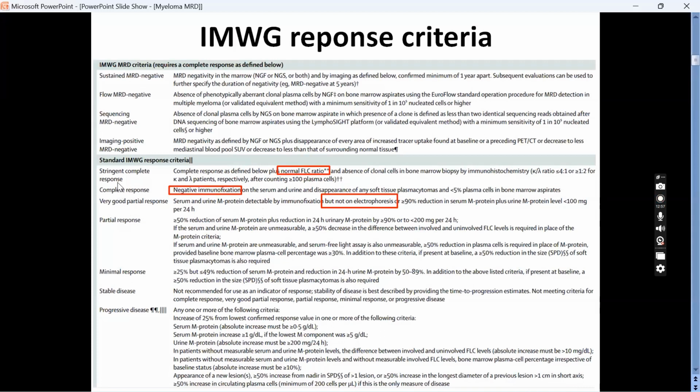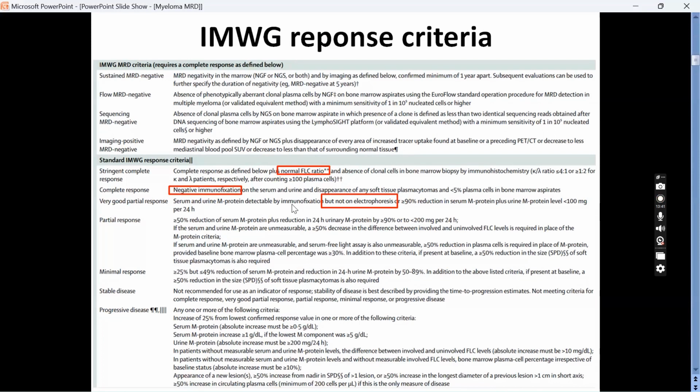Now going one step ahead, I'm going deeper into the residual disease. Stringent complete response is where even your free light chain ratio is normal. To put it in terms of the sensitivity of the assays, what we do first is electrophoresis, where it can pick up the M band. But in cases where patients have attained very good partial response, the M band may not be visible in electrophoresis, and they may show disease by immunofixation, where it can show the immunoglobulin being secreted as well as the light chain being secreted.